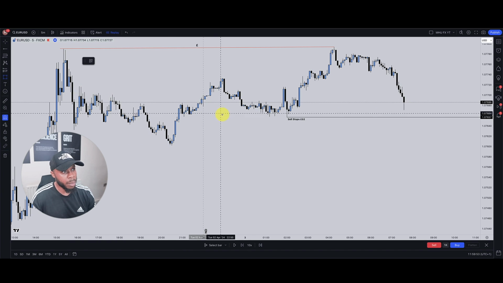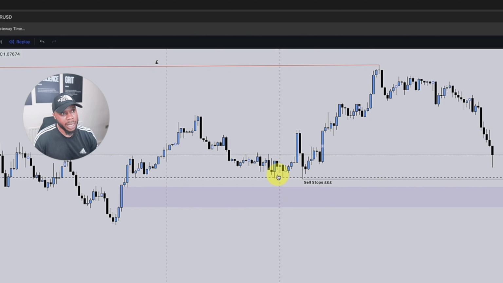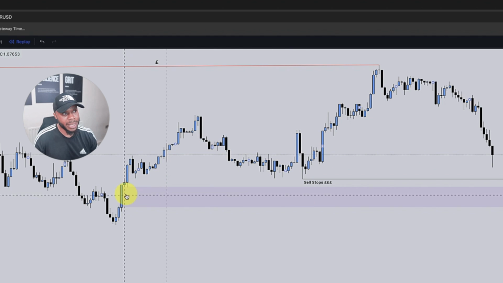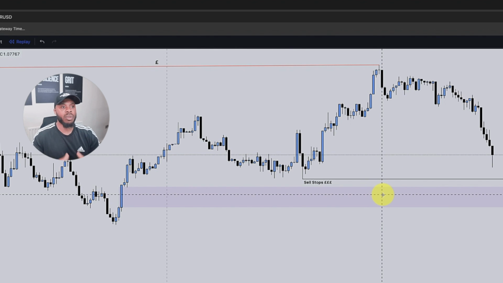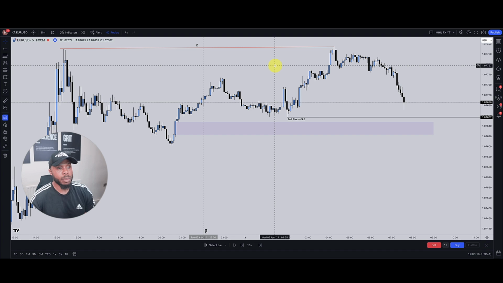So let's go ahead and mark up this imbalance here. In Asia, we do not come and tap into this area over here. That means that this area is going to be my reversal area. It's where I expect price to go up to the upside and then look to target these highs. So those are my three core elements.